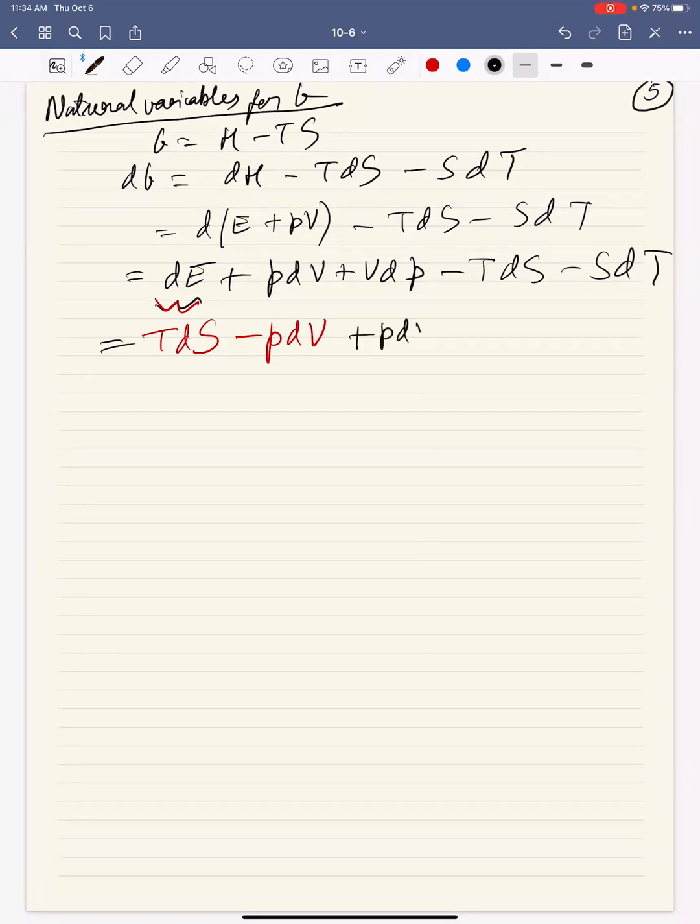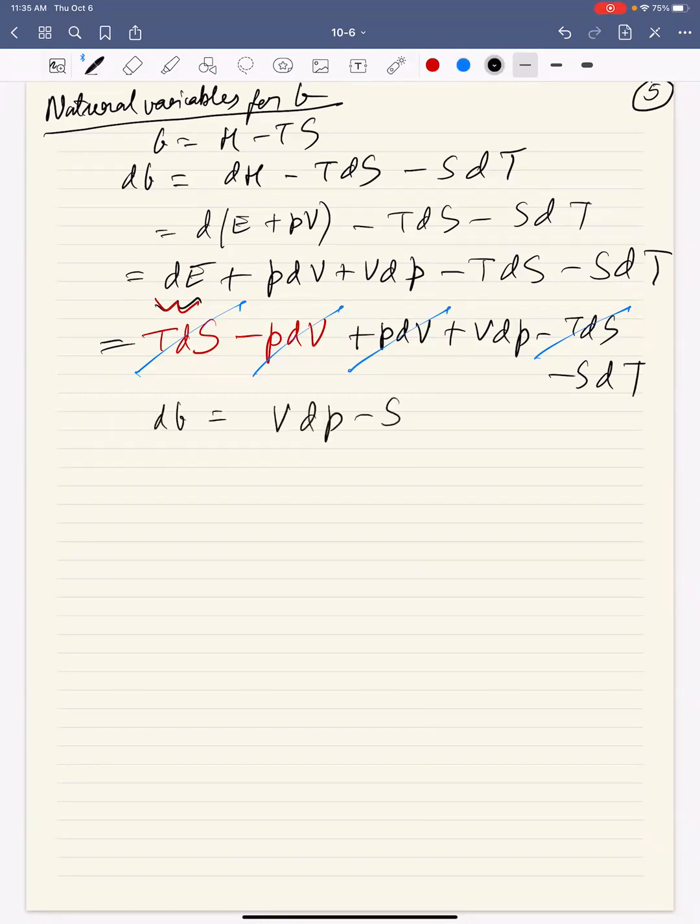plus PdV plus VdP minus TdS minus SdT, and a few things cancel out. Plus TdS minus TdS cancels. Minus PdV plus PdV cancel. And we are left with dG is equal to VdP minus SdT.